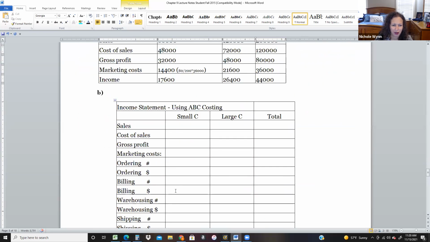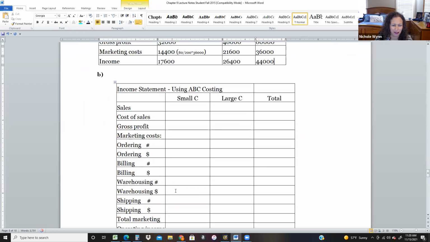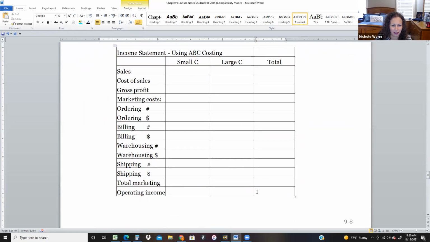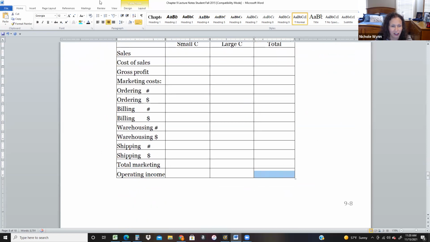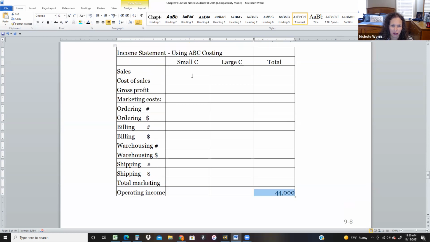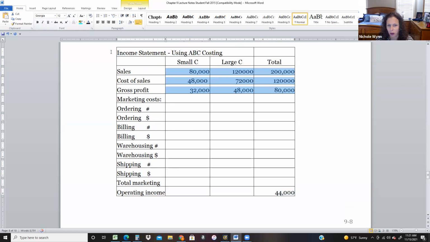So when I do it using ABC, the first thing I want to point out is that the net income is going to be the same. It's going to be 44,000. It's under here. Let's check. Yep. Okay. So the net income is going to be the same, and our revenue and COGS and gross profit are the same as well. So these numbers are identical from above. So 80, 48, and 32, 120, 72, and 48, 200, 120, and 80.